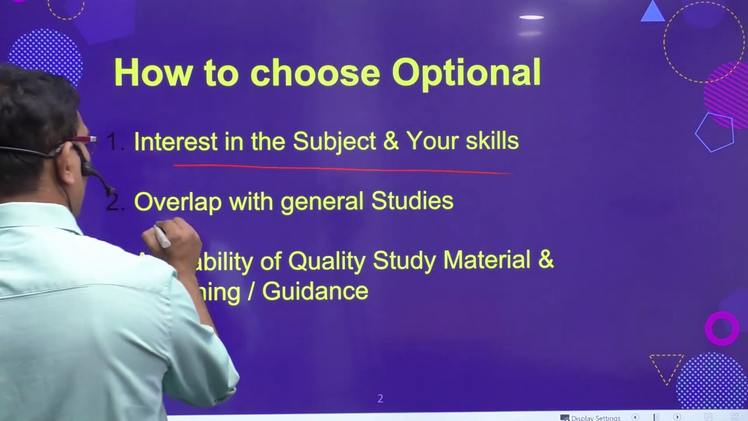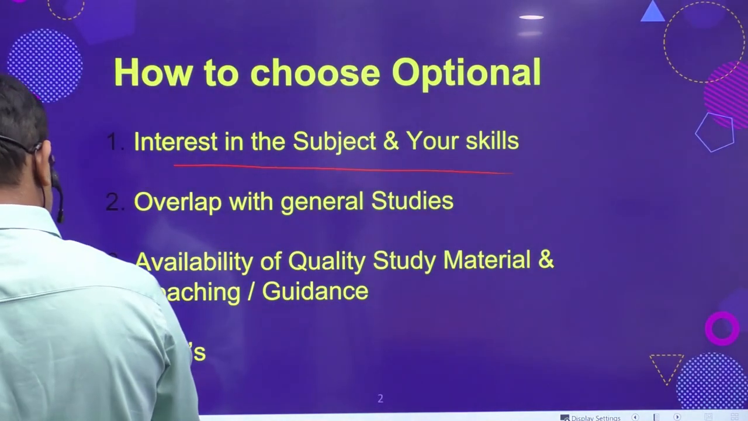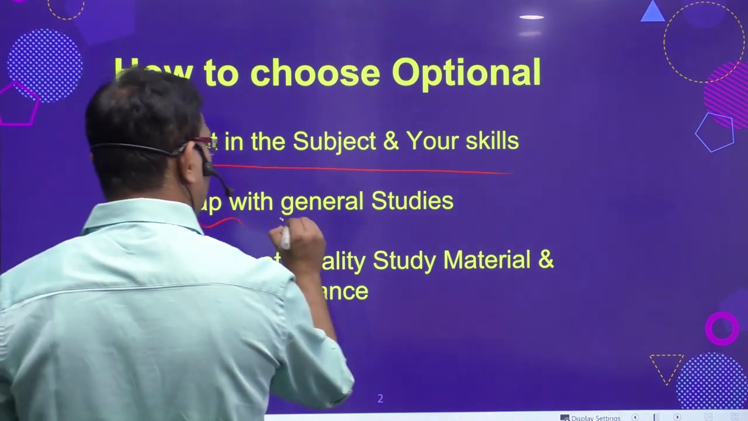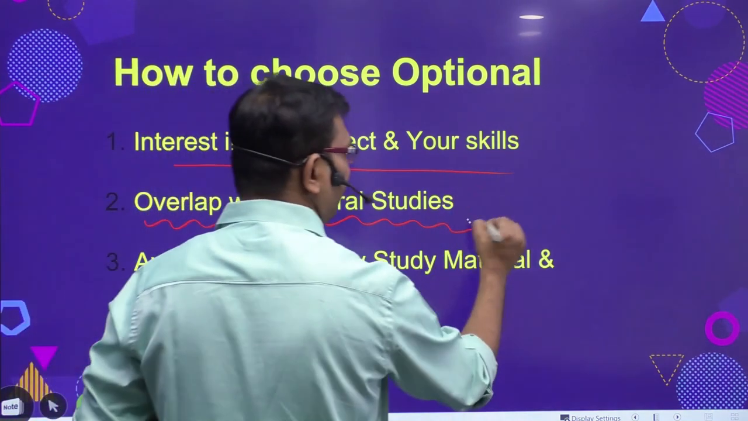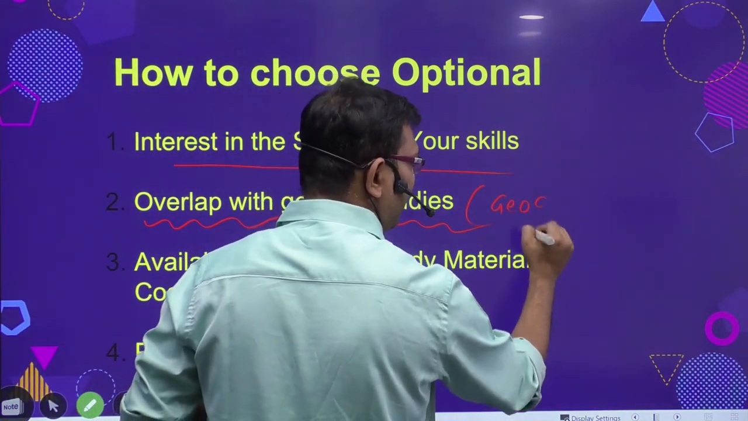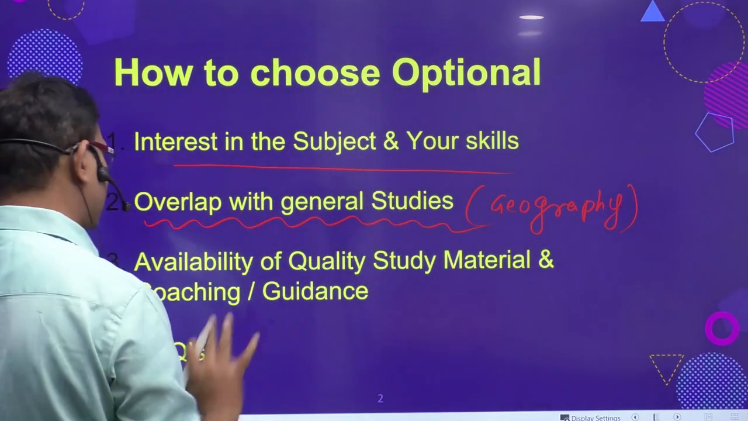Number one. Second, if you look at the second thing, it is overlapping with the general studies. Am I right? And how it overlaps with geography, we will see. With geography, we will see how it is going to overlap.